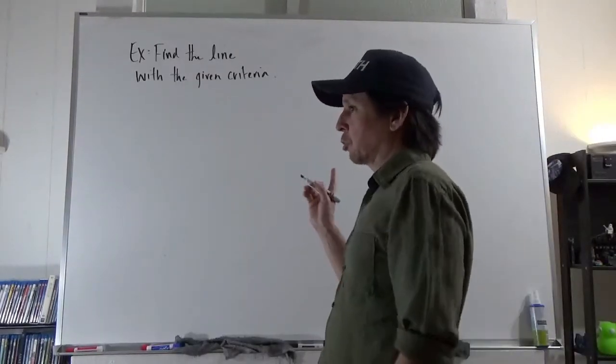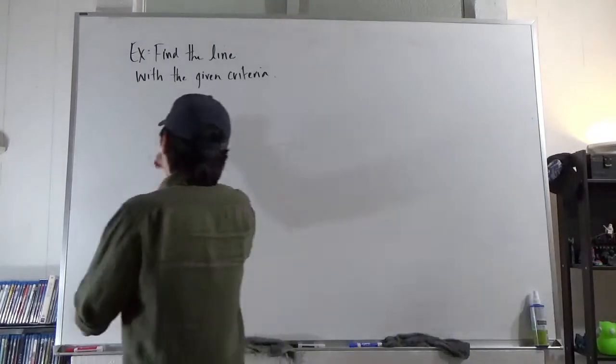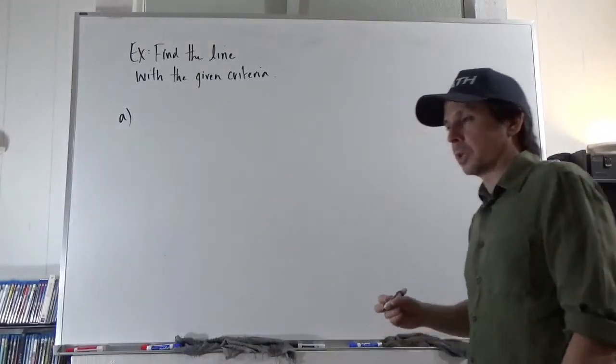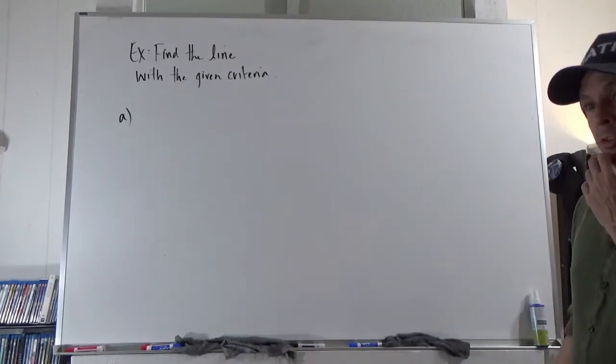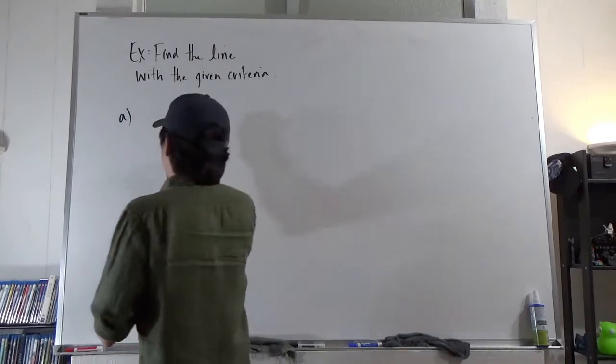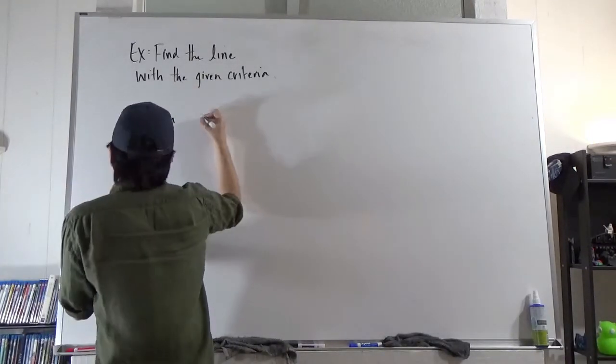Okay. Same instructions. We're going to find the equation of a line with the given criteria. I'm going to start over with A, B, C, and so on. I don't want to go too high with the letters, but we'll just do several of these to cover all the different situations you encounter. So it's the same instructions, but the criteria is going to be different now.